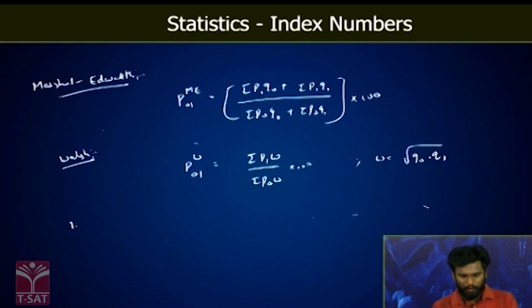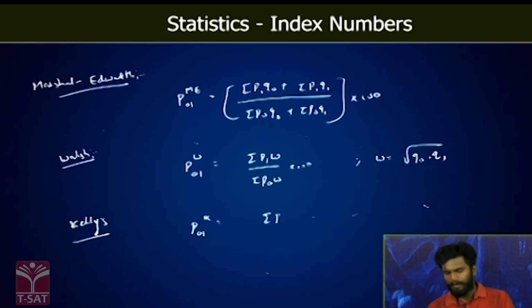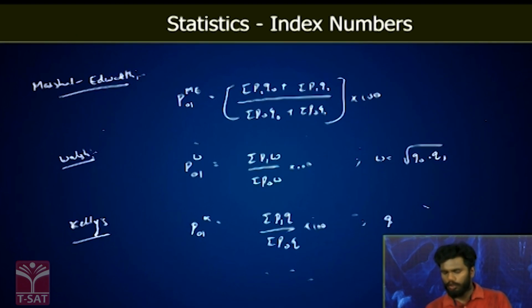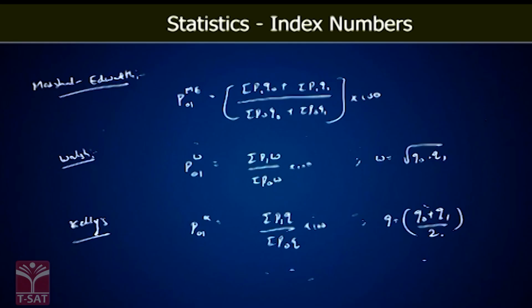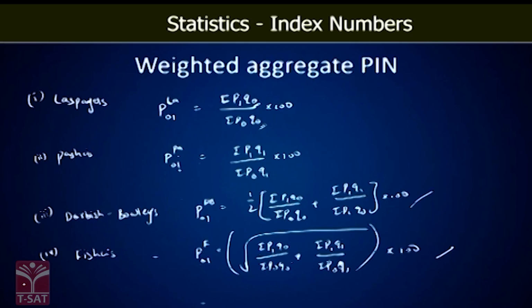And next we have Cayley's price index number. It is denoted by P01 K, and it is given by summation P1 Q divided by summation P0 Q into 100, where Q is equal to Q0 plus Q1 by 2. Okay, these are the weighted aggregate price index numbers.